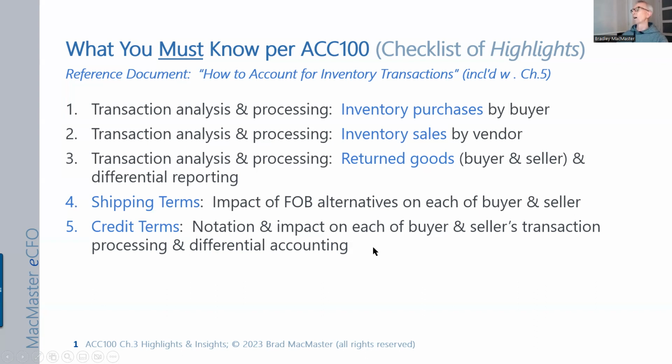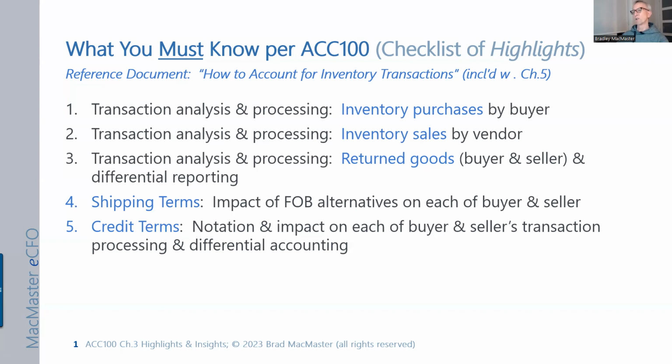So if we are purchasing goods as a buyer, as in transaction type 1, and we are offered credit terms of 2-10 net 30, then we would always try to take advantage of the 2% discount, and I'll try to tell you why in a moment. And if we pay the invoice by the 10th day, then we only need to pay 98% of the invoice amount. The other 2% is the discount that we took.